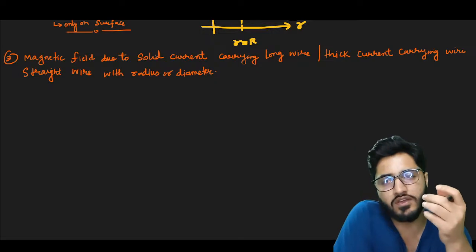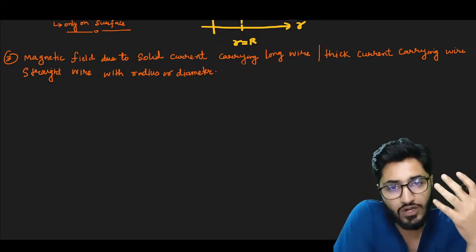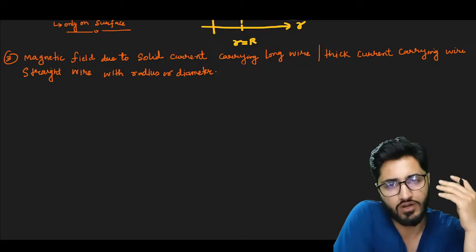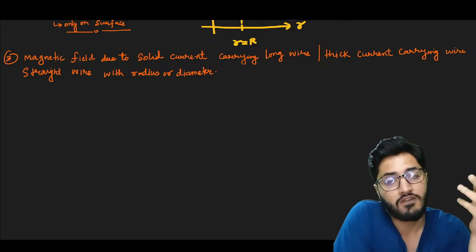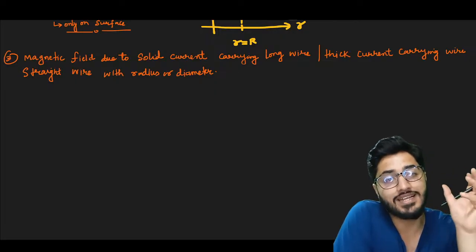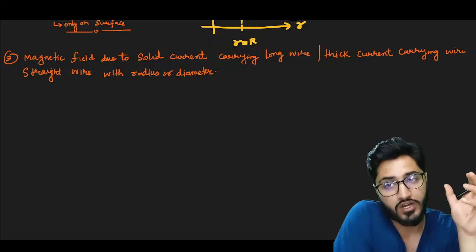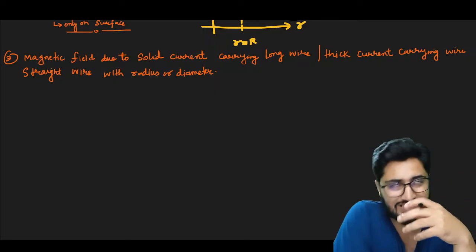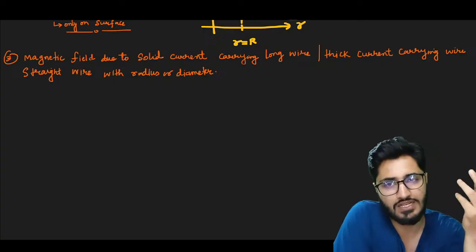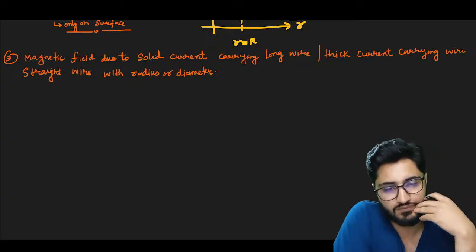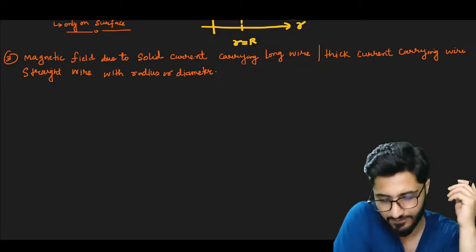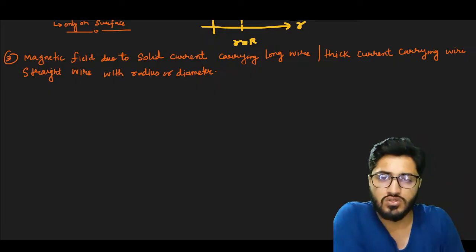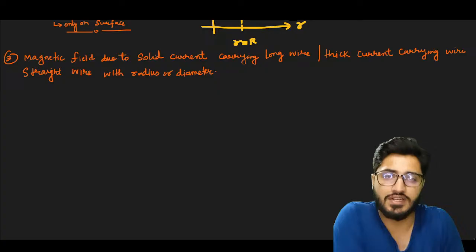Either they will ask you the magnetic field due to a current carrying long wire. Long means infinitely long, right? Or you will find the magnetic field due to a thick current carrying wire. Or you will find magnetic field due to a straight wire with some radius or diameter. It is also a case of a solid wire, a solid cylinder. Now, solid means the material is present inside.